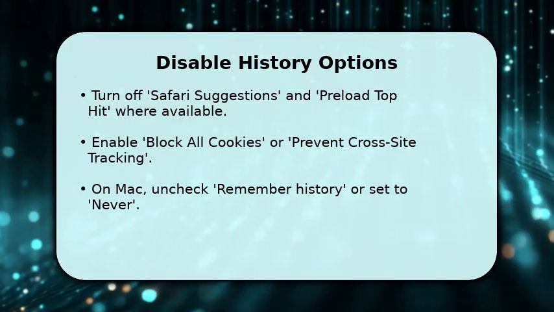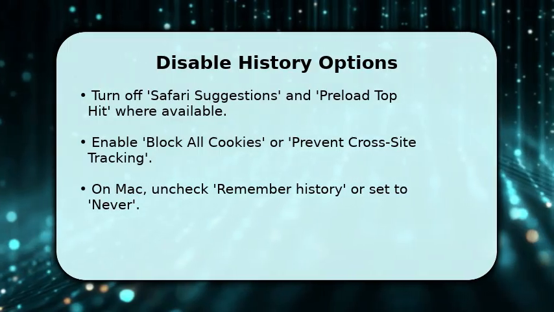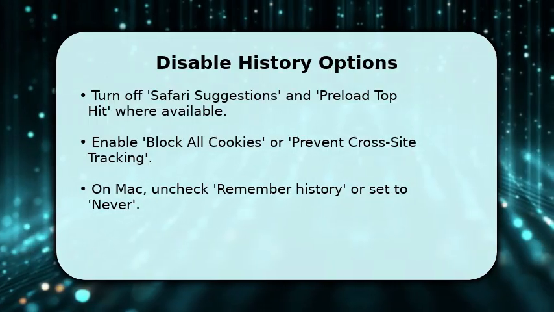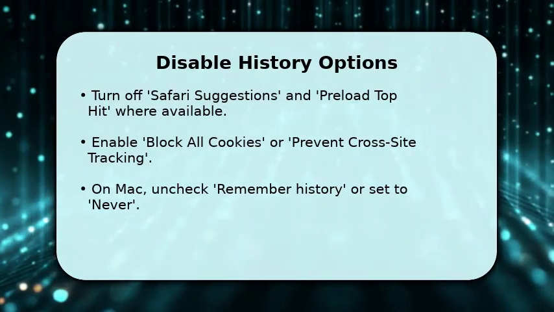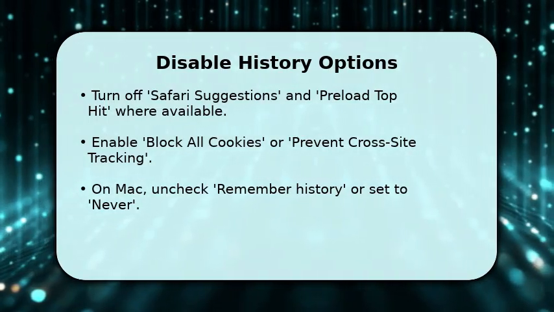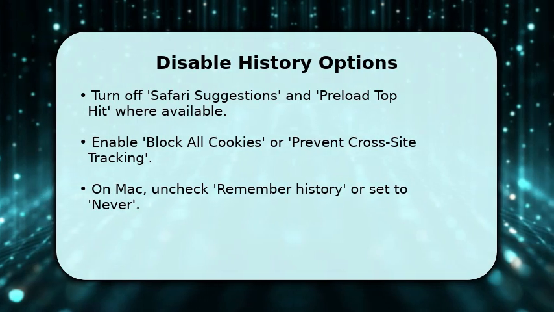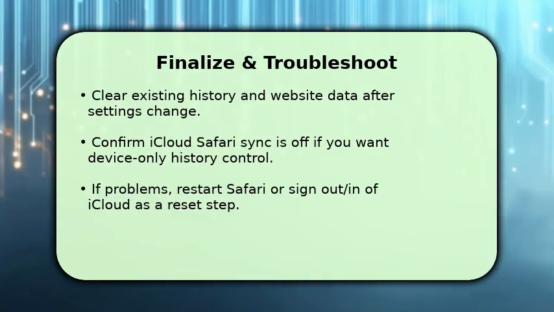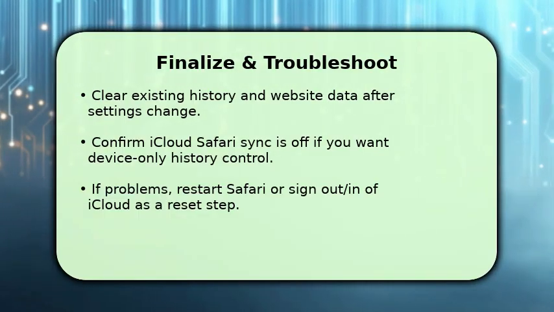On a Mac, change the history preference to Never or Manually Clear and stop remembering history. These steps remove the mechanisms that create a retrievable trail, and they limit data shared with advertisers and sites. Finish by clearing current history and website data so past entries are removed now that recording is disabled.